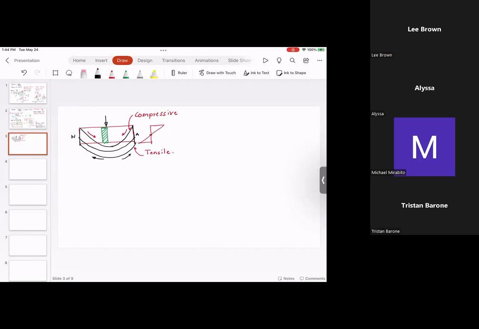Now, next thing that we need to talk about is what is the equation for the bending stresses. Sigma is equal to M divided by I multiplied by Y, where sigma is the stress. Sigma, as we know, is the stress. M is the bending moment.